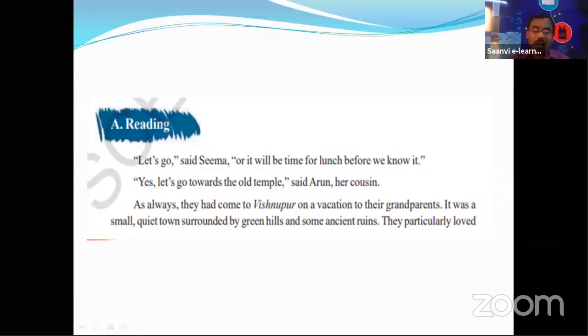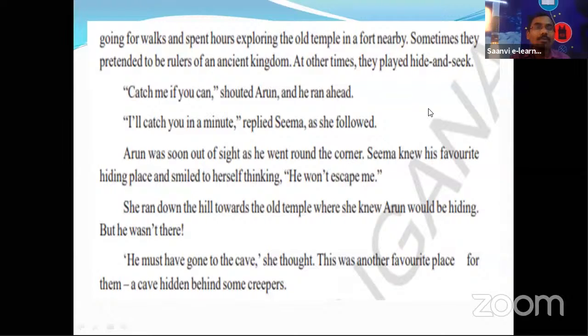They particularly loved going for walks and spending hours exploring the old temple in a fort nearby. So there was a fort nearby their house. That's why they loved going for walks. You would also love to go outside with your friends and play different games. Every child loves going out with their friends and playing different kinds of games.